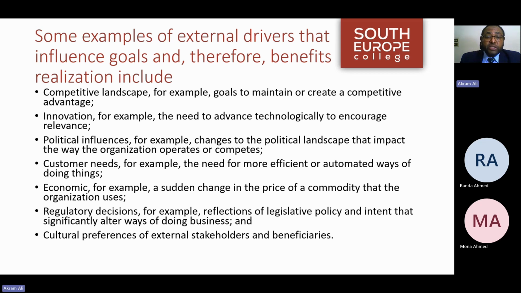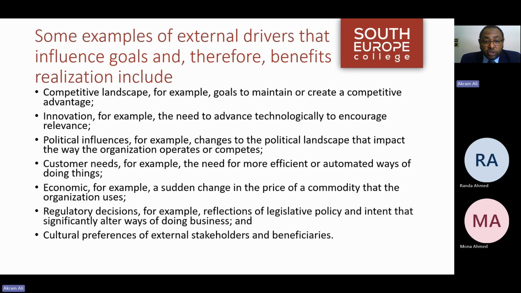So some examples of external drivers that influence goals and therefore benefits realization include competitive landscape. For example, goals to maintain or create a competitive advantage. Innovation. For example, the need to advance technologically to encourage relevance is another example of an external driver that might influence goals and therefore benefits realization. Political influences, customer needs, economic factors.